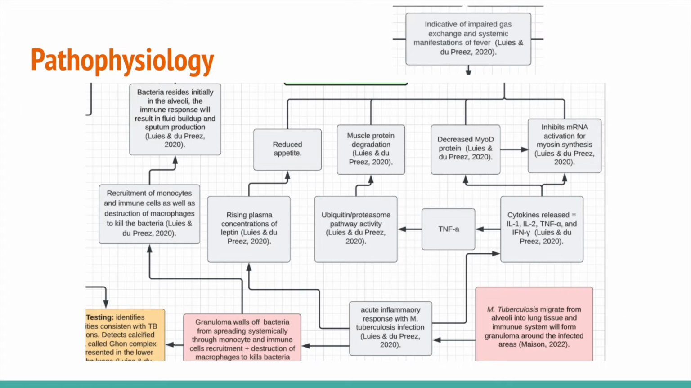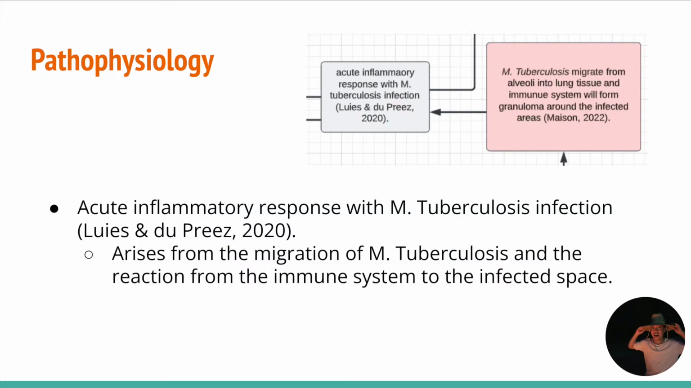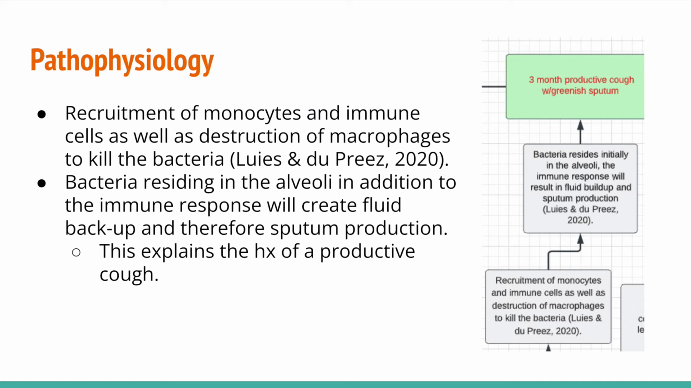The pathophysiology will be explained in relevance to the patient's primary presenting issues, which begin from the acute inflammatory response to the M. tuberculosis infection. First, body cells are recruited and destroyed in the process of killing the bacteria. This, coupled with the overall immune response in addition to the buildup of bacteria in the alveoli, lead to fluid backup, which leads to sputum production, explaining the productive cough.